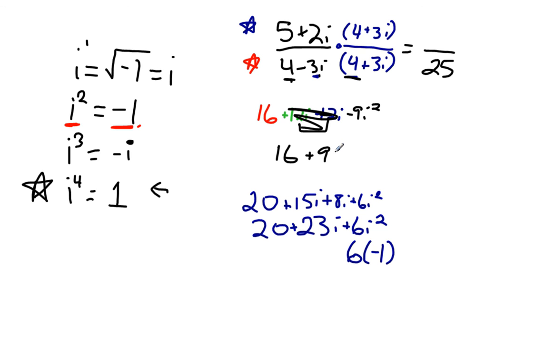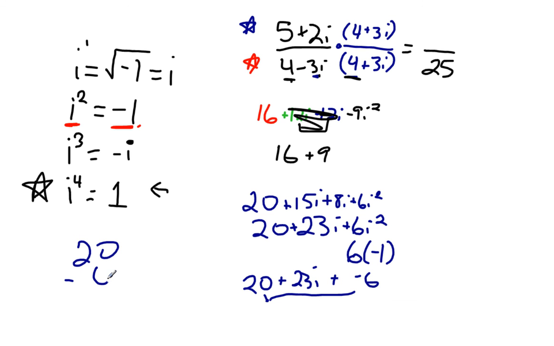Where are we at? We're simplifying this. So 6 times negative 1 is negative 6. And everything else just gets to stay the same. 23i plus 20. So then we just combine our constants here. So 20 minus 6 is 20 minus 6. It's not a trick question.